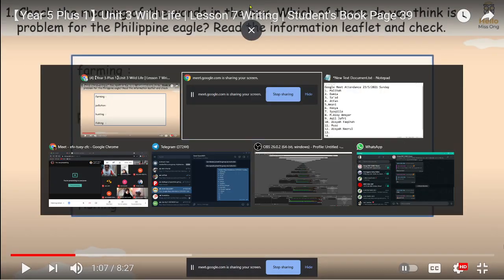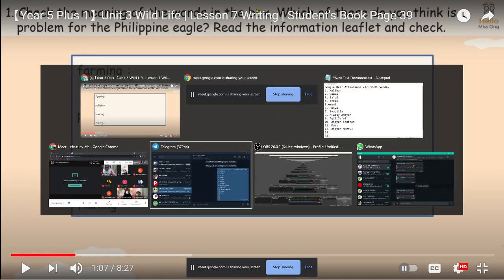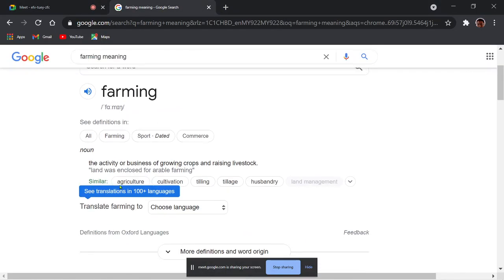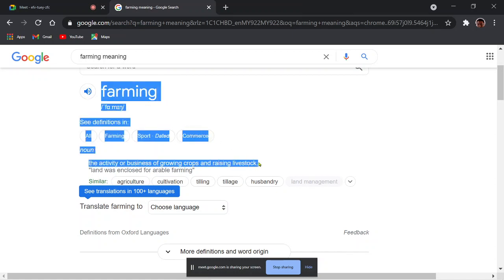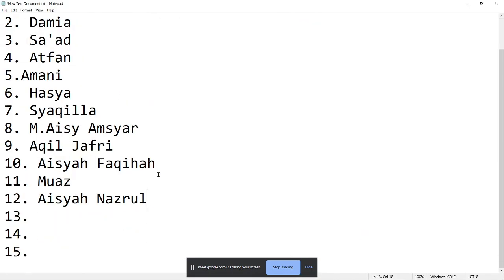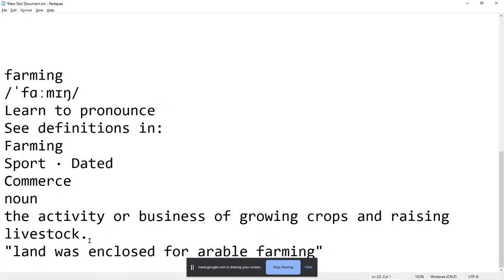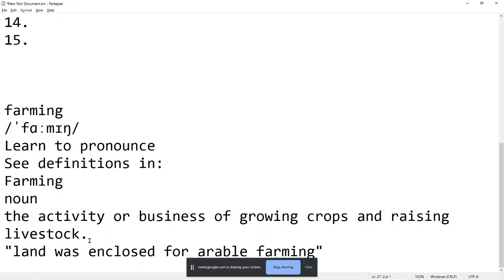Just now I have used the dictionary to check the meaning. Farming, meaning the activity. Apa dah maksud dia? Farming. Contoh ayat pun ada ni. So you can always use your Google to check the meaning on the internet. If this is a noun, dia kata nama, the activity or business of growing crops. Crops tu is something like plants, growing plants, menanam tumbuhan, and raising livestock.